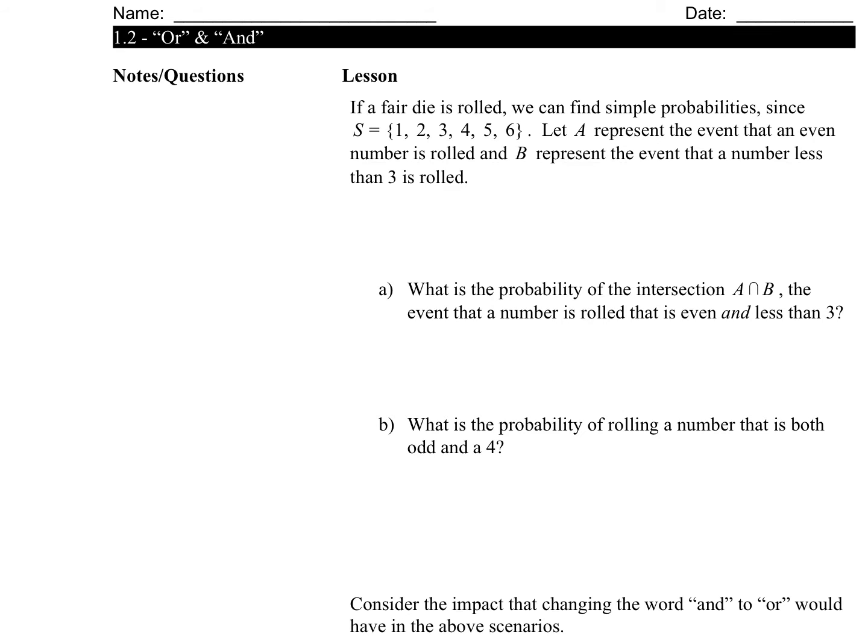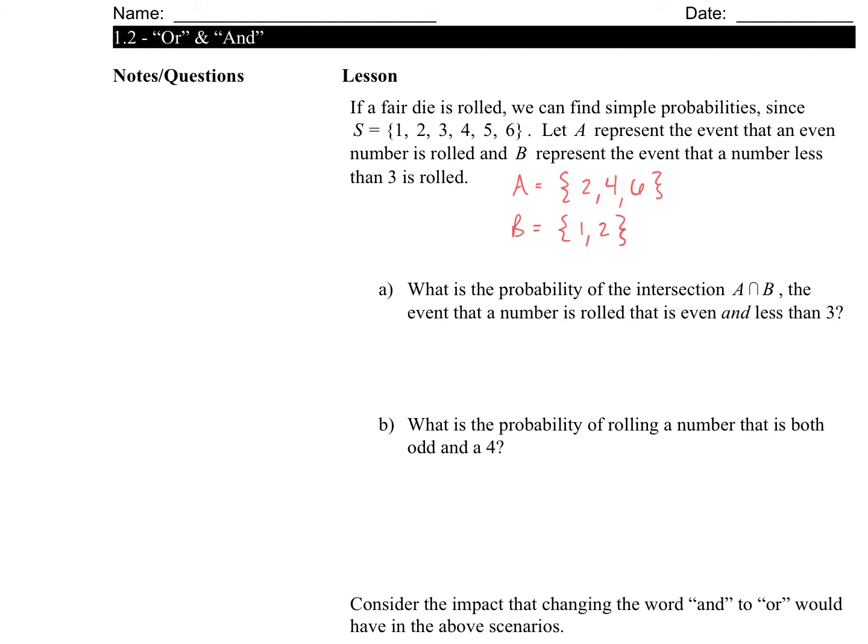So I'm just going to list the values in our different event spaces here. A is an even number, so that's going to have to be 2, 4, or 6. And B is a number less than 3, so that only leaves us with 1 and 2. What is the probability of the intersection of A and B, which is the event that a number is rolled that is even and is less than 3?